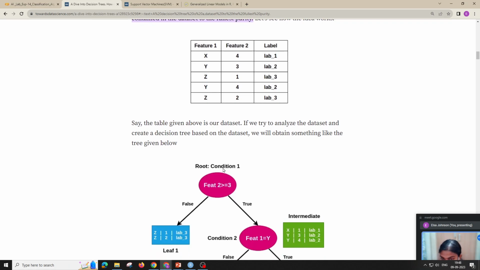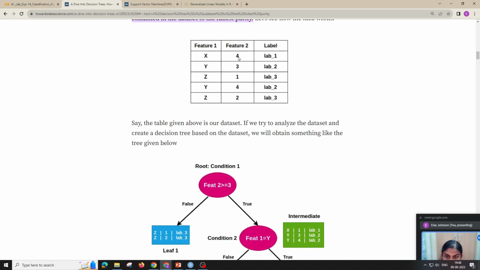So the root node is the first node, which starts with condition 1. So it's based on feature 2. Okay, so this is feature 2. So if feature 2 is greater than 3, we are giving that as one condition. So you can see lab 1, lab 2, lab 3 are the 3 different classes. So look at lab 1, which has 4, there are no other values for lab 1. Then look at lab 2, lab 2 has 3 as well as 4. Then lab 3 has the values 1 as well as 2.